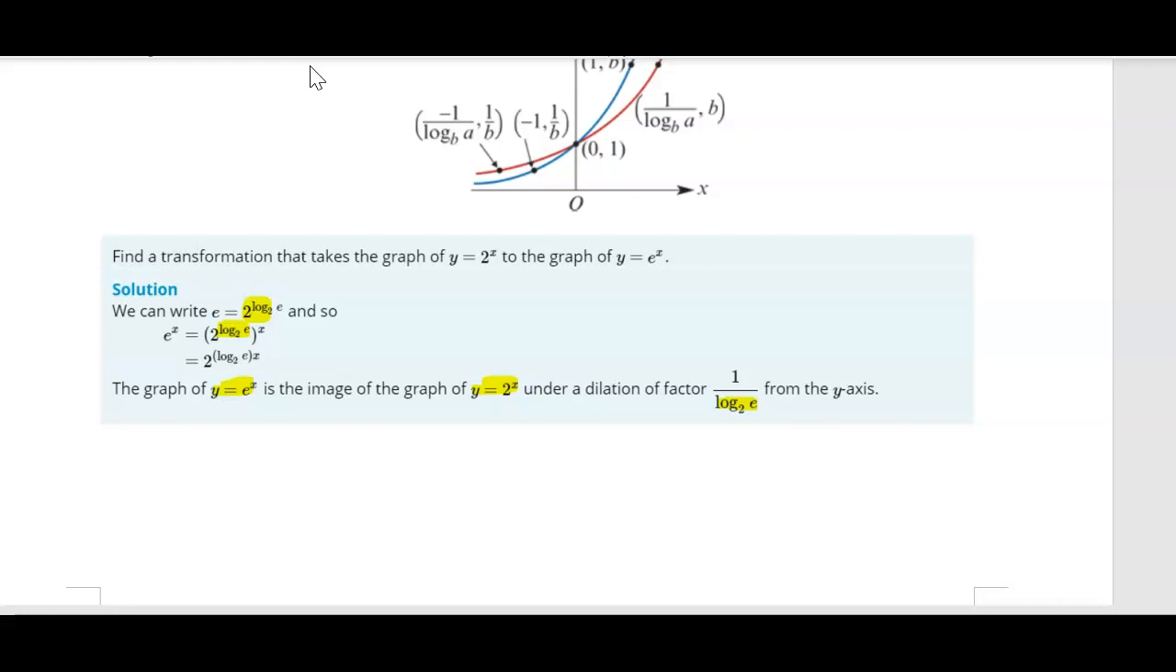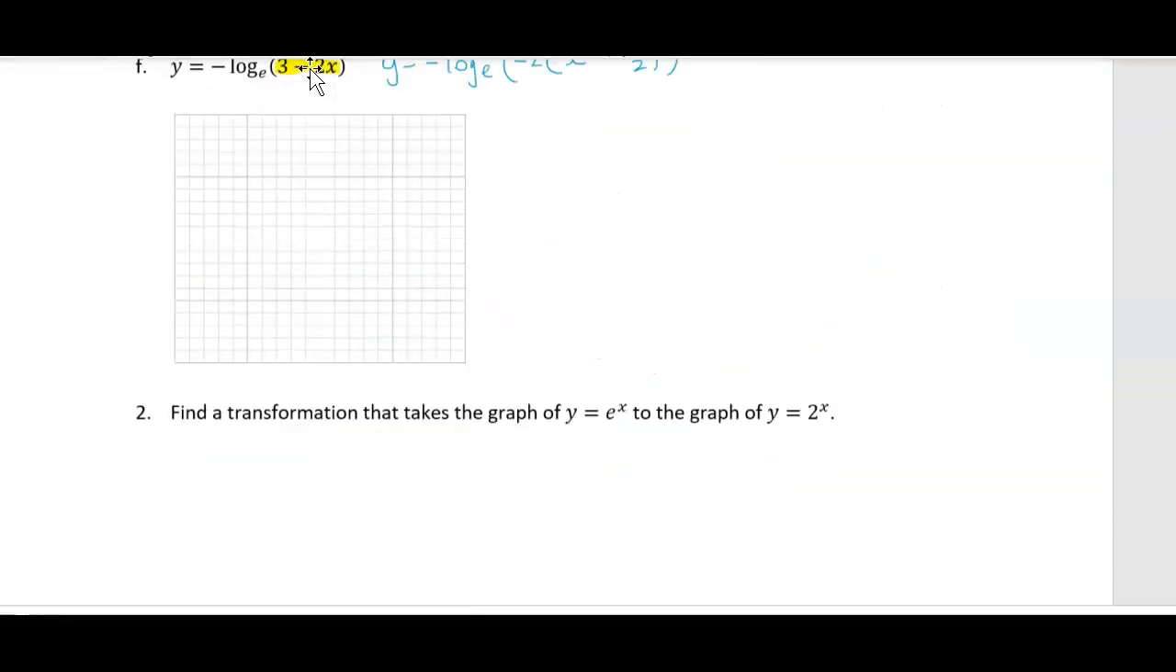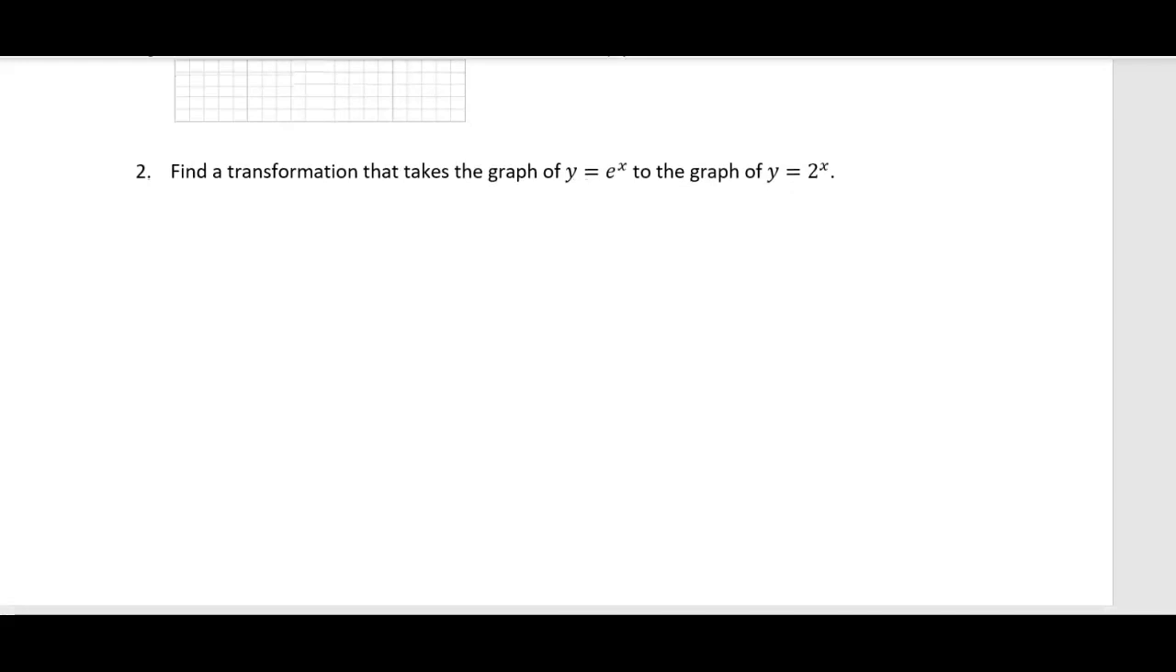So let's do the other question, which is kind of very similar. We just switch them around. All right, so we've got find the transformation that takes the graph of e to the power of x to the graph of y equals 2 to the power of x. All right, so 2 to the power of x is equal to e to the power of log base e of 2, times x. Okay, so we haven't actually changed anything here.